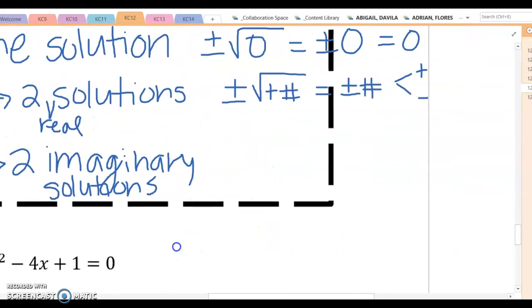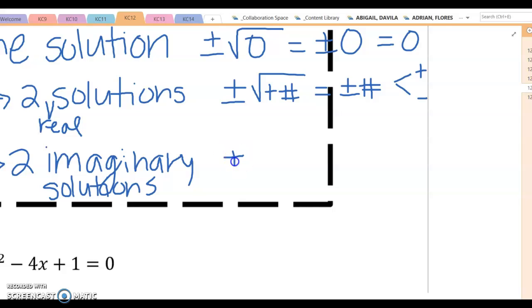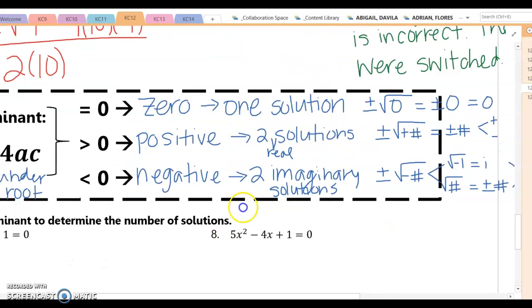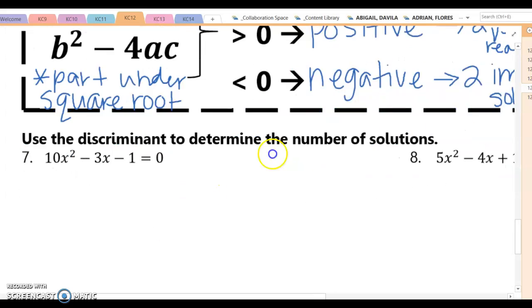Right, because if it ends up being negative, you're going to be doing plus or minus the square root of a negative number, which remember is the square root of -1 and then the square root of that number. And that gave us i, and then that gave us the plus or minus version of your number. So that gives you the positive number i and the negative number i. So you have two imaginary solutions, right? So that's kind of the different options of what can happen underneath that square root.